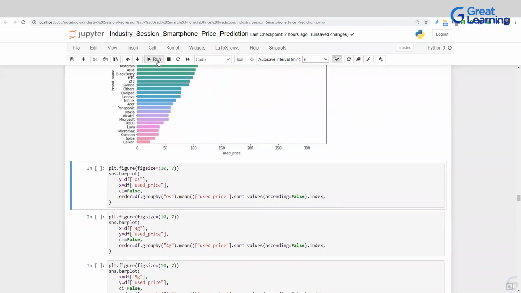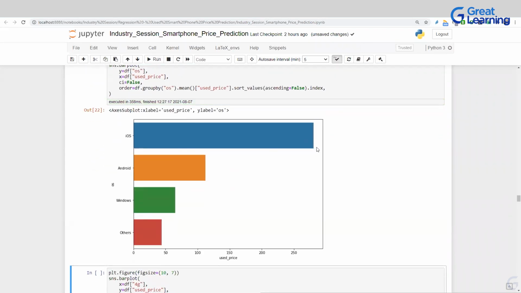And it's the same case with operating system. The highest average price is for iOS, which is above 250 euros. Android on average is available within 120 euros. Windows is available within 50 to 80 euros. And the phones other than these three operating systems are available in less than 50 euros.